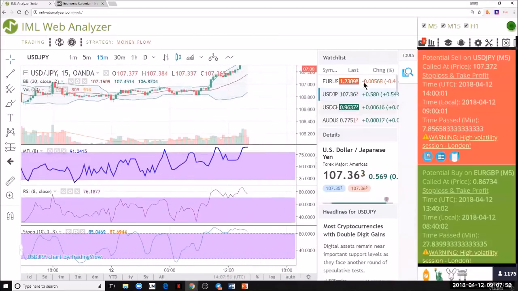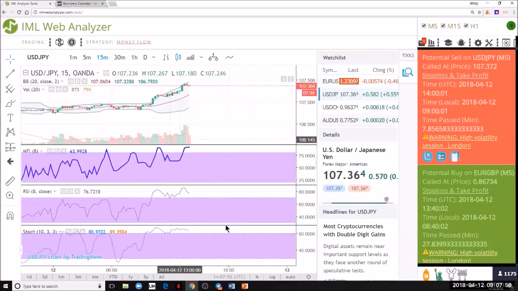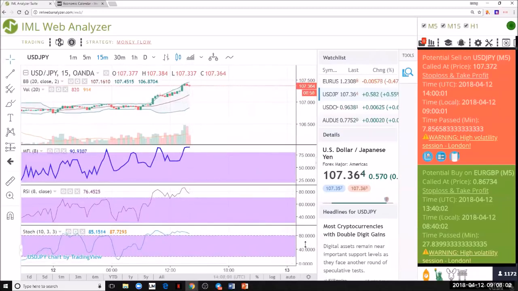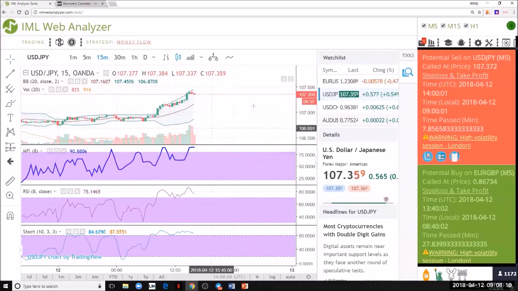And let's see, money flow seems to be looking sideways. And RSI and stochastic are still looking down. But man, for 9 o'clock in the morning with New York open, this is kind of slow.